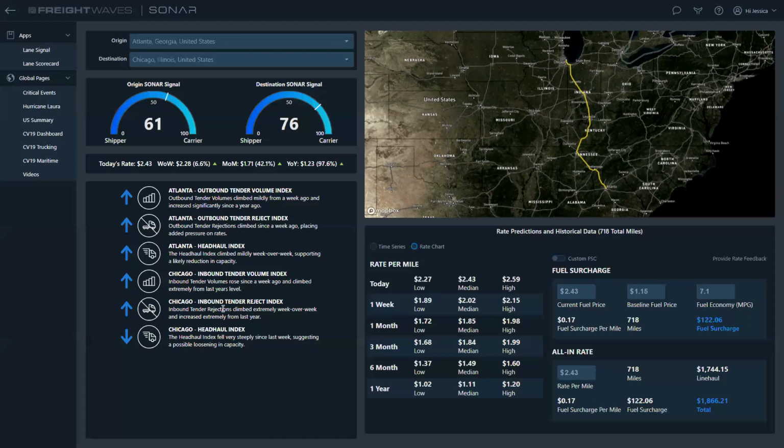So when drivers are getting there, they know that there's freight available for them. They know that they can get a decent price because rejections are up. So it just kind of helps you talk through that data quickly and efficiently.